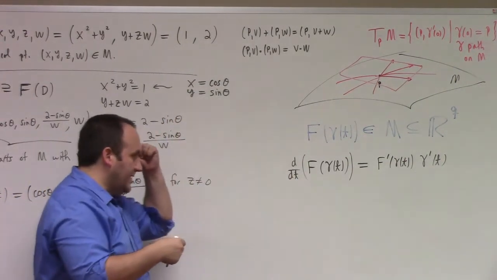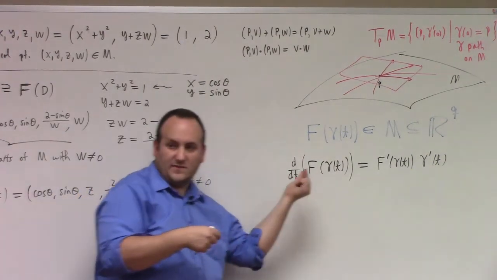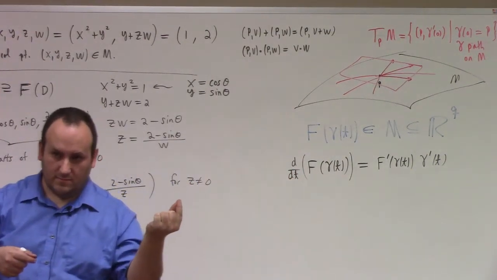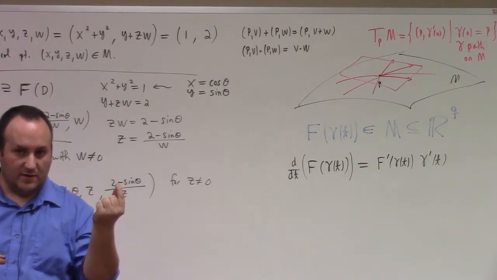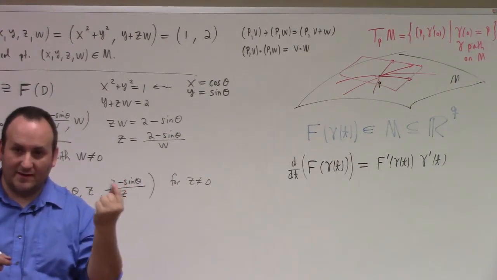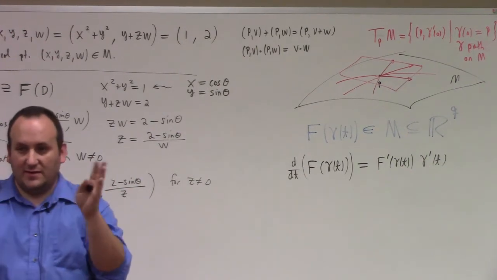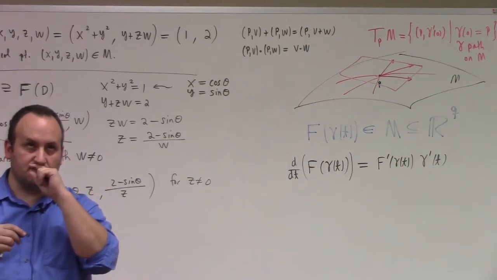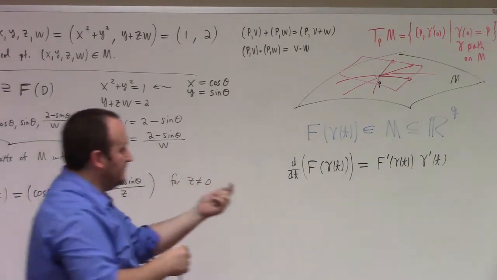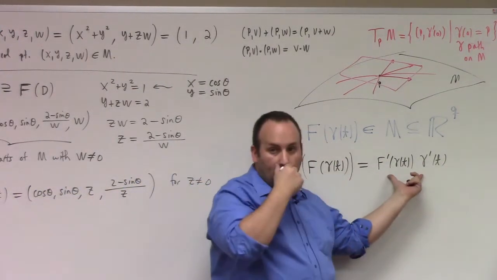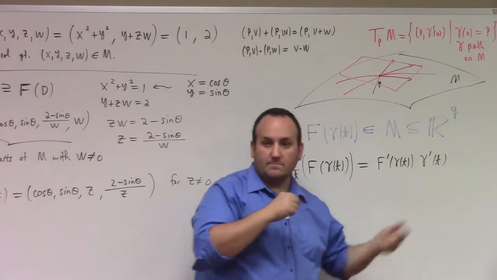Look at this, though. We're thinking about all possible paths on the manifold. Can you see why that must be n-dimensional? Why it must produce n linearly independent vectors from this, and why it can't produce more?